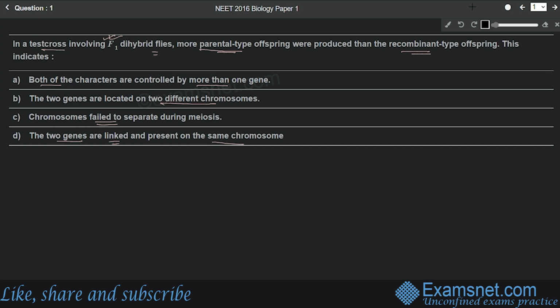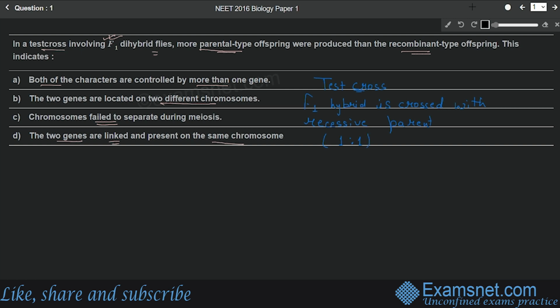Okay. So first of all, let's see what is a test cross. Now what happens in test cross? In this type of cross, F1 hybrid is crossed with the recessive parent. And what is the expected result in this case? It is a 1:1 ratio.